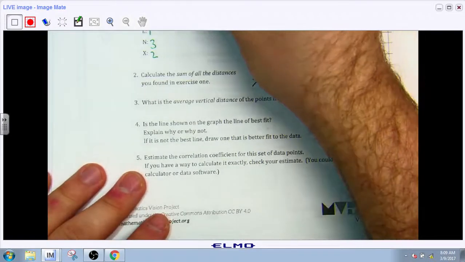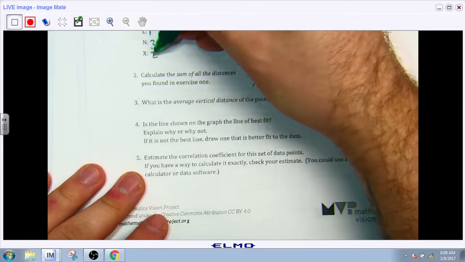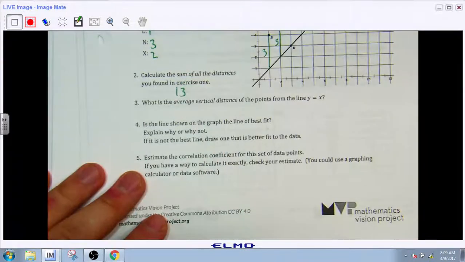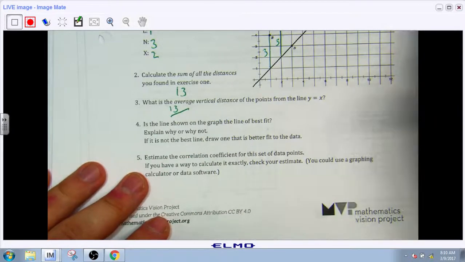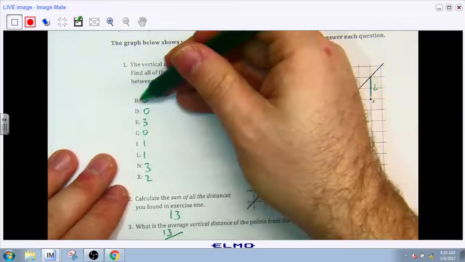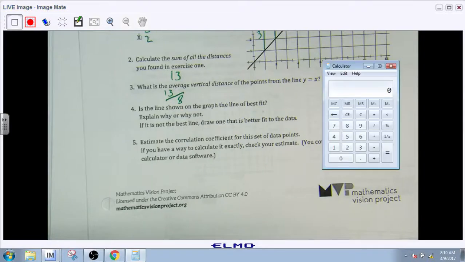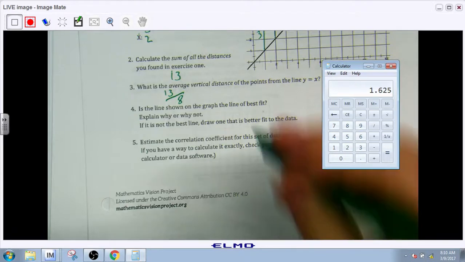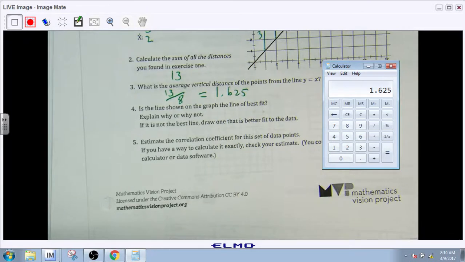3, 3, 6, 6, 7, 8, 11, 13. Okay. So what is the average distance? So now I take 13 and divide it by the number of points that I have. How many points did I have? 1, 2, 3, 4, 5, 6, 7, 8. So I did take this divided by 8. So 13 divided by 8 is 1.625. Easy enough.